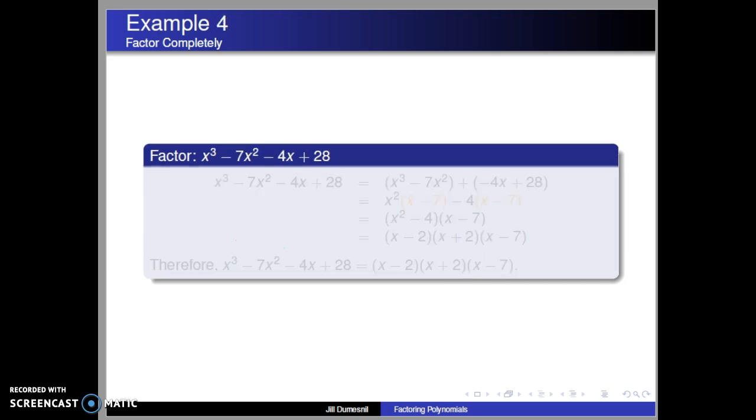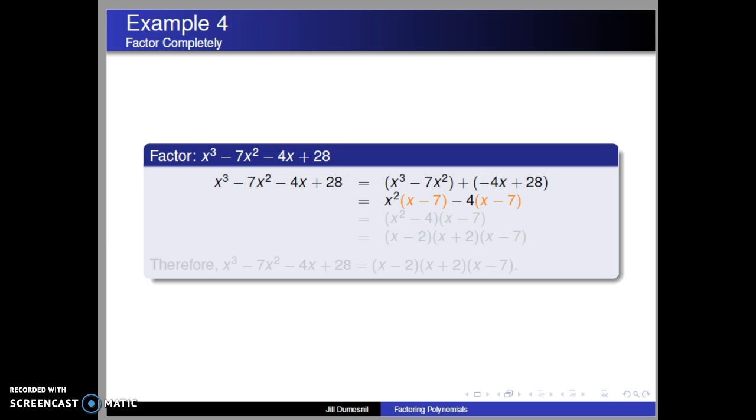In example 4, we wish to factor x cubed minus 7x squared minus 4x minus 28. We don't have a common monomial to all 4 terms, and with a 4-term polynomial, we consider factoring by grouping. Grouping the first pair of terms and the 3rd and 4th terms together, we can factor x squared out from the first pair of terms and factor a negative 4 out of the second pair.